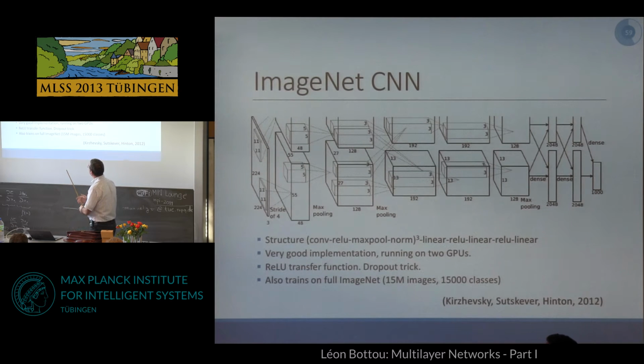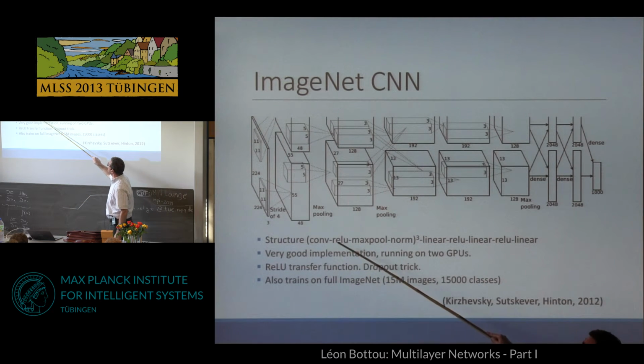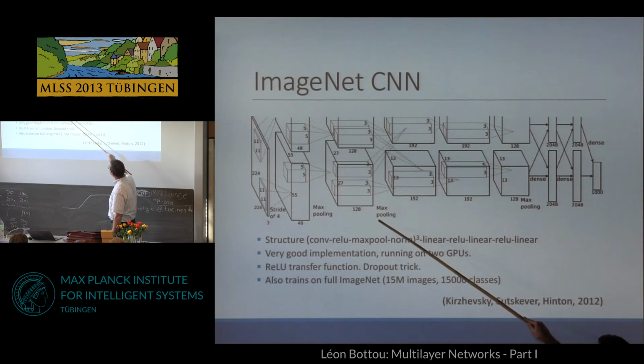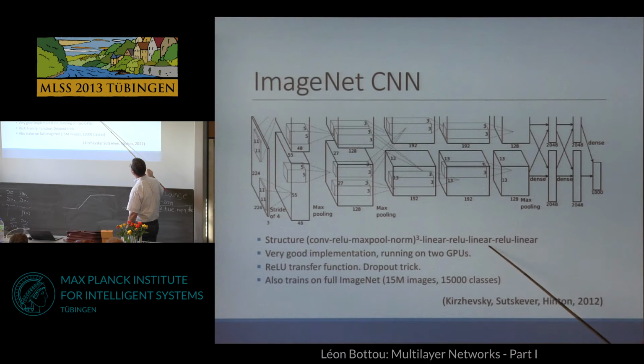So the network is convolution, max pool, norm, cubed, linear, ReLU, linear, ReLU, linear. Now, of course, you have plenty of numbers and so on that define the exact structure. You shouldn't sweat the numbers too much. They were dictated not by the experiments because they couldn't run that many experiments. They were dictated by what they could put on the GPUs. They used 2 GPUs in parallel.